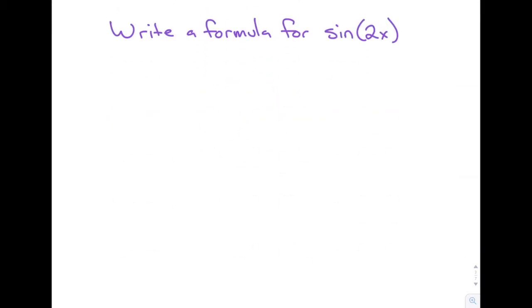Write a formula for sine of 2x. Since I've said that we can use the addition and subtraction formulas to create a formula for sine of 2x, hence double angle, how might we write this in such a way to make it look like an addition? Well, we can write it just as sine of x plus x, because x plus x is just 2x. And then we can apply our sine addition formula.